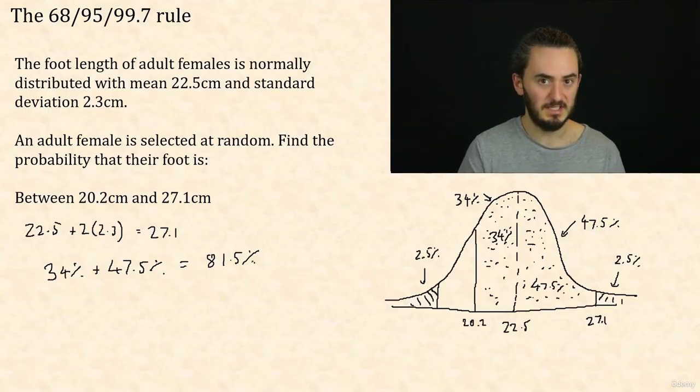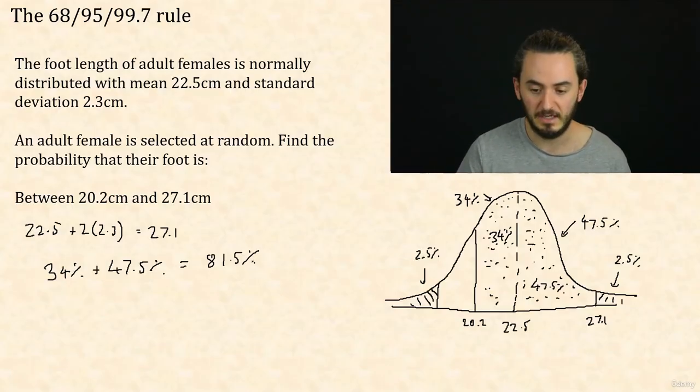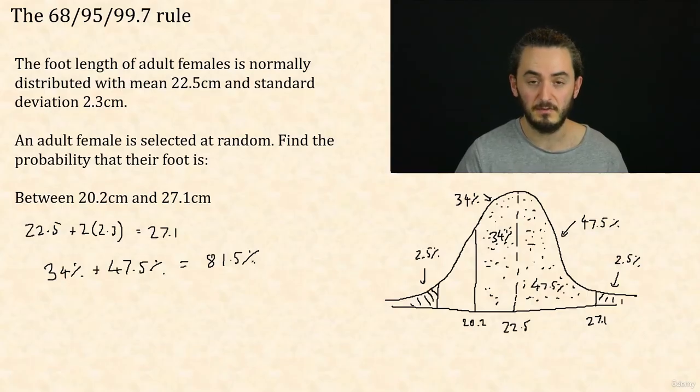Luckily, there's very little of this in the A-level because fundamentally we just do it on the calculator in a second. But you do need to understand this rule, this 68, 95, 99.7, and see that you can use it to kind of chop up your distribution into regions.